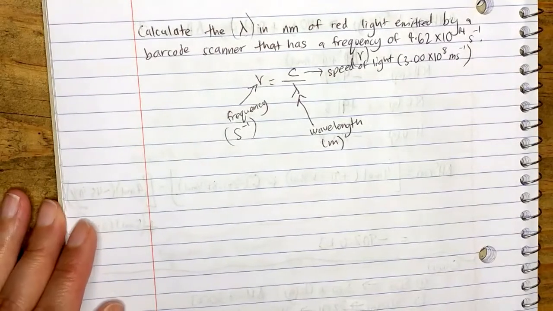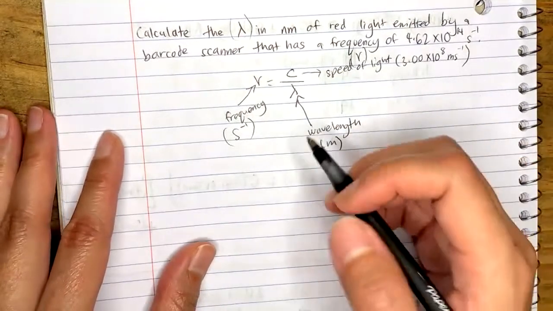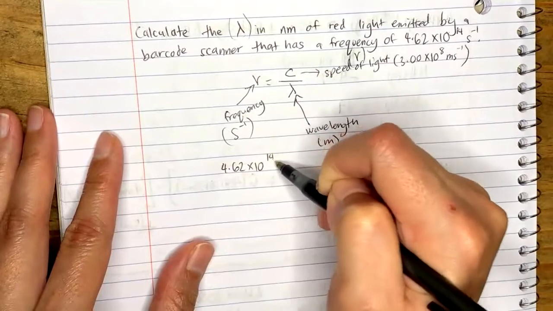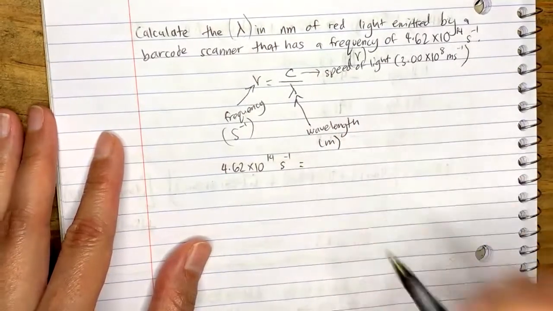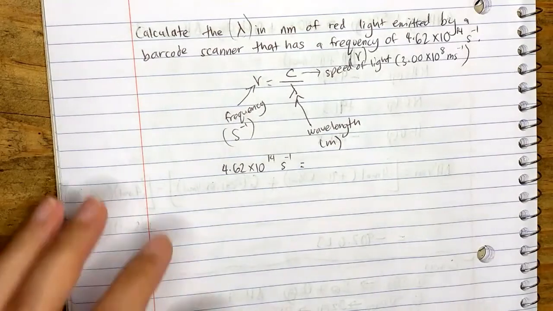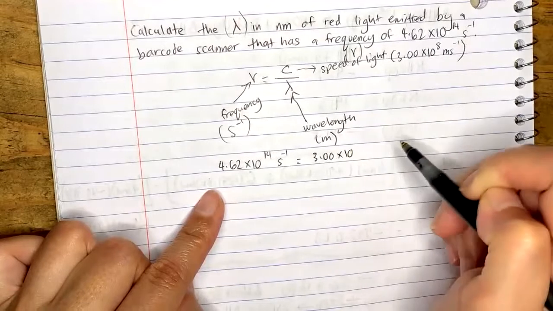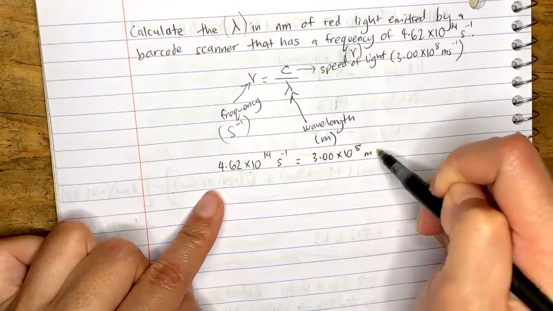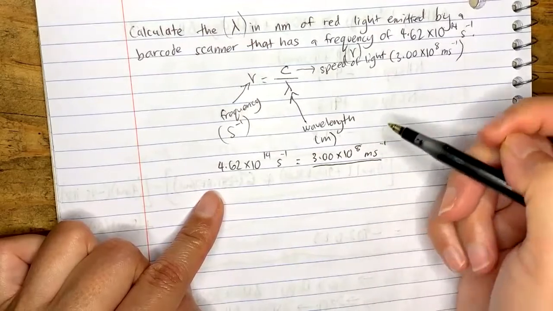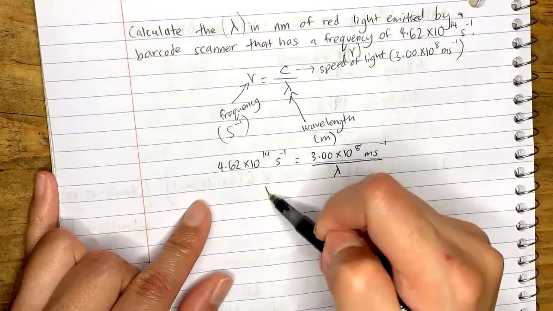Okay. So let's go ahead and put this in. What's my frequency? Let's put that in: 4.62 times 10 to the power 14 per second. And then we have the speed of light, 3.00 times 10 to the power 8 meters per second, divided by the wavelength. We're looking for that. Now this is going to give me an answer in terms of meters.